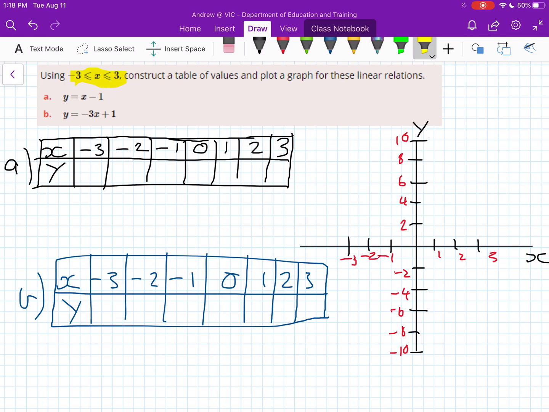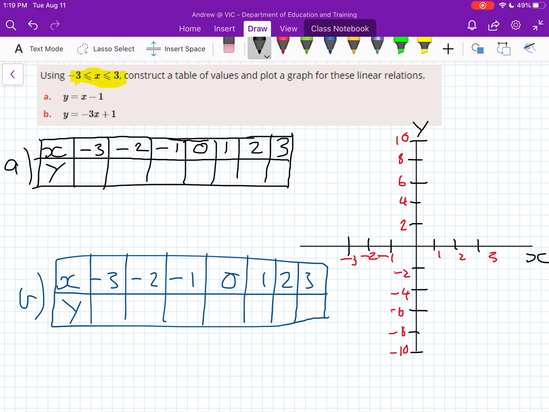So you'll see I've already set up our table of values and I've put all the integers from -3 to 3 there for x. What we need to do is find the y values and then we're going to graph these using the points. Okay, so first we'll get into A. We see here that y is equal to x minus 1. That means the y value is going to be whatever the x value is, take away 1.